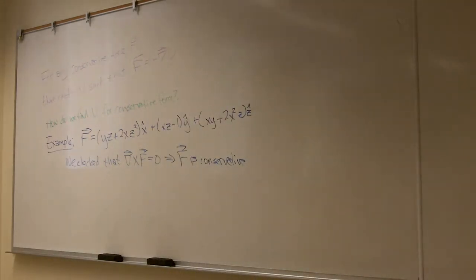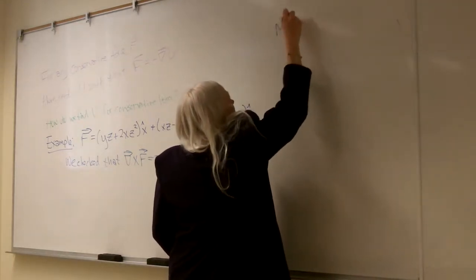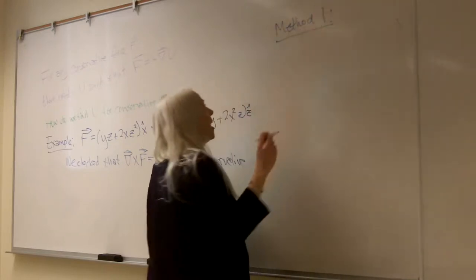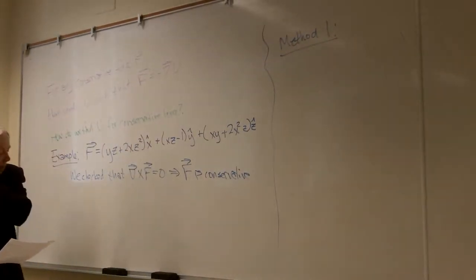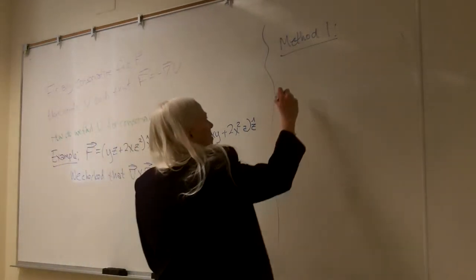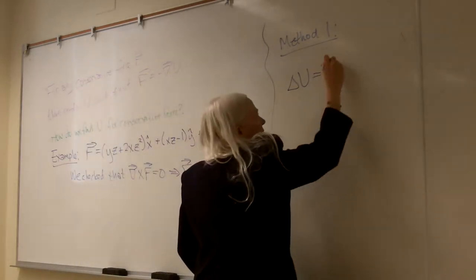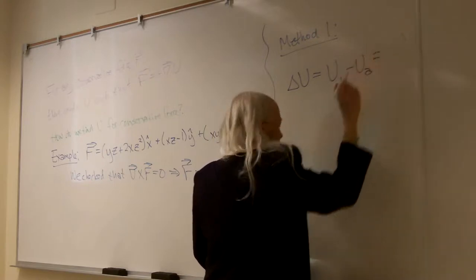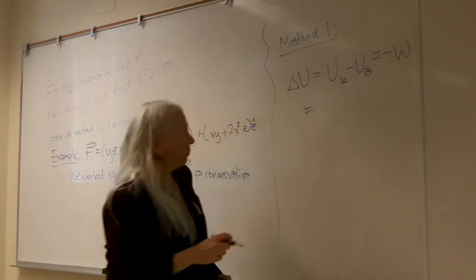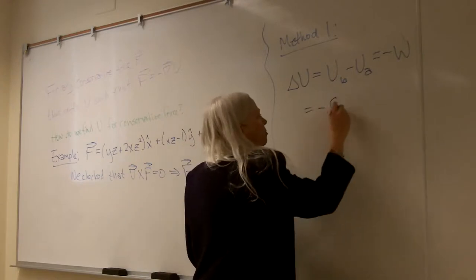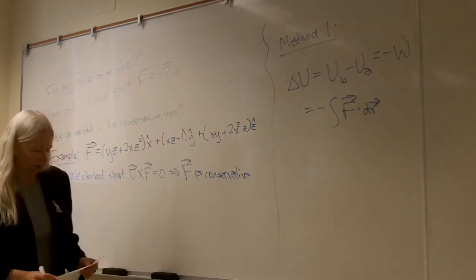There are actually two methods we can use to find the potential energy. So I'm going to show them both to you. I actually prefer method two for reasons that I will explain when we finish talking about it. But anyway, for method one, remember that the change in potential energy, if we go from point A to point B, in other words, U sub B minus U sub A, is equal to minus the work done by our force if we go from point A to point B. And so this is minus the integral of F dot dr, because this integral is, of course, the work done by our force.